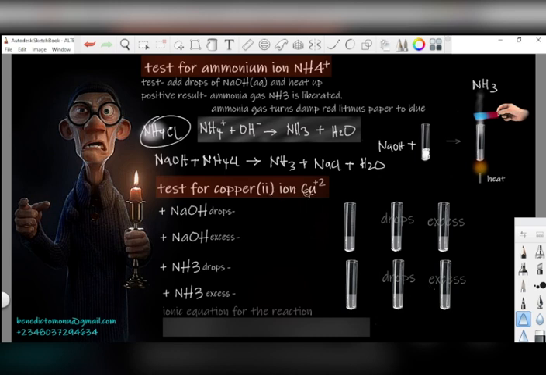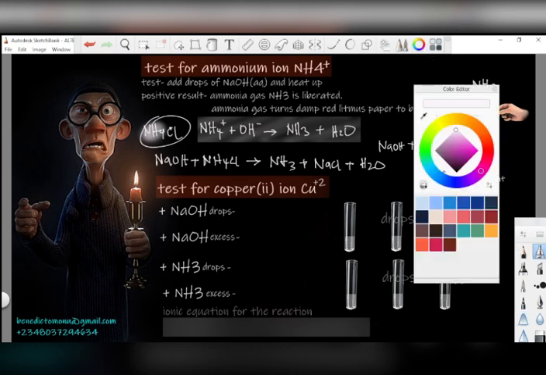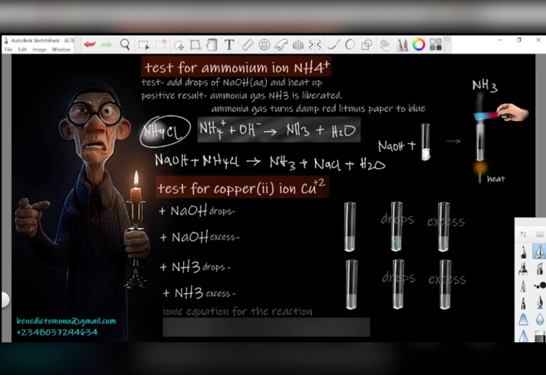For the copper 2 ion, when you add drops of sodium hydroxide, what will be observed will be a light blue precipitate. And when you add excess of sodium hydroxide aqueous solution, the precipitate will not dissolve, it will remain there.